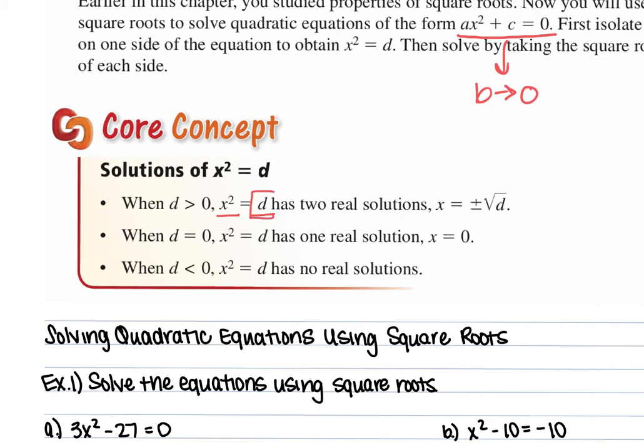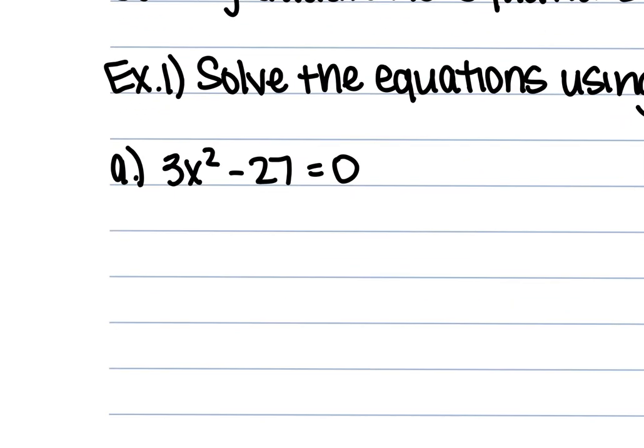If this d value is positive, then we're going to get two solutions. If our d value is 0, then we're going to get one real solution, which is x equals 0. And if our d value is negative, we're going to get no solutions because we'd be taking the square root of a negative number, and this we cannot do. All right, so let's go ahead and take a look at some examples for letter A.